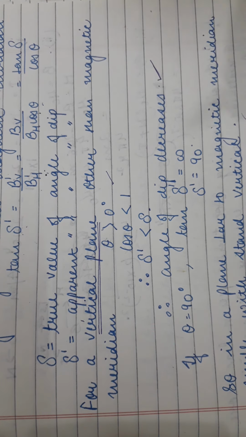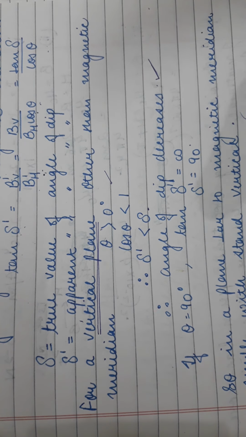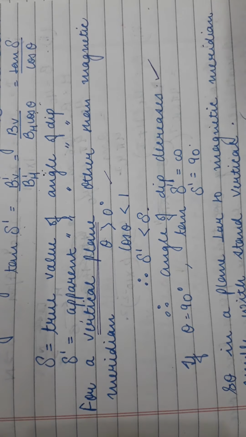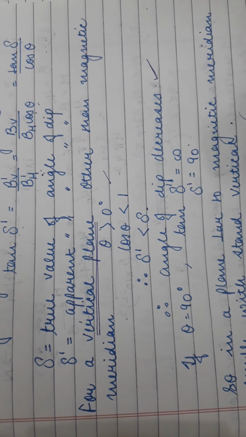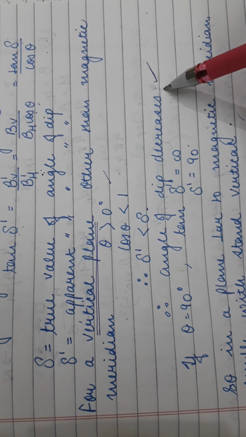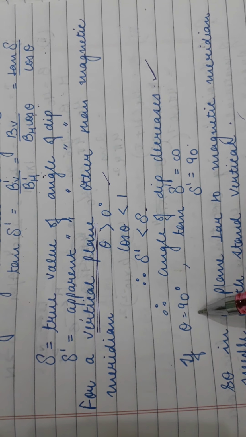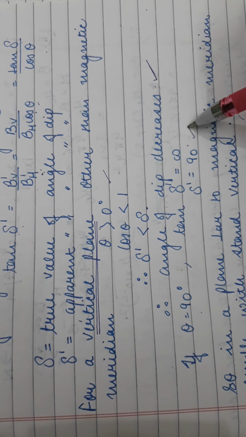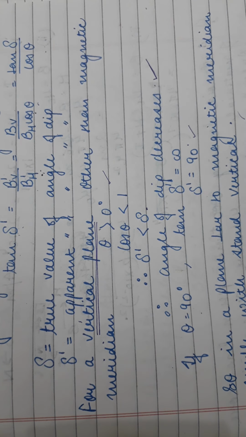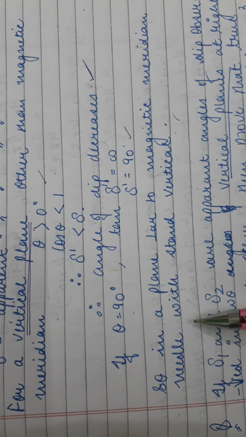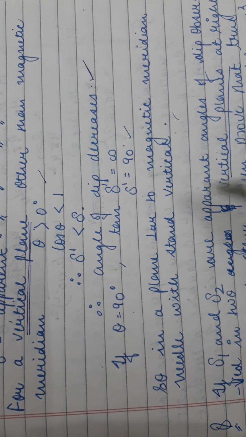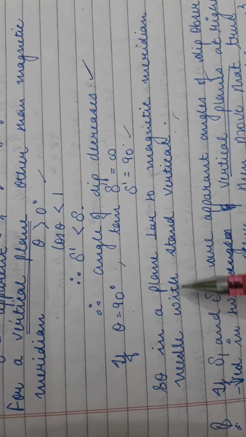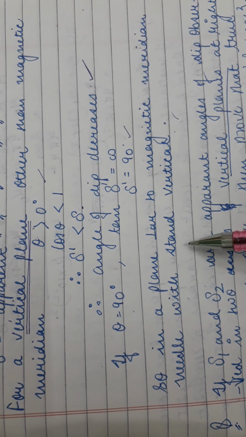So apart from the magnetic meridian, if there is another vertical plane which makes an angle theta with this magnetic meridian, then in that vertical plane the angle of dip decreases. This is important information. If theta is 90 degrees, then tan delta dash is infinity, so delta dash is 90 degrees. So in a plane perpendicular to the magnetic meridian, the needle will stand vertical. This question is generally asked for 1 mark. If a magnetic needle is free to stand, in which orientation will it stand? If it is placed perpendicular to the magnetic meridian, it will stand vertical.